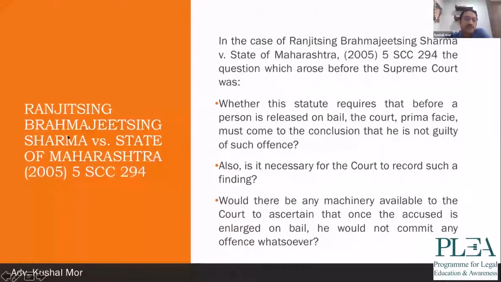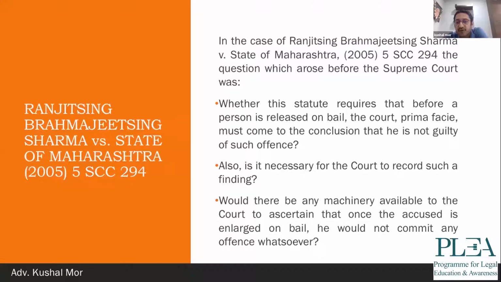The most important judgment here was Ranjit Singh Sharma, wherein these questions were posed by the Supreme Court. Ranjit Singh was in the case of the Maharashtra Control of Organized Crime, wherein he was accused of an offense under MCOCA. And these are the questions which were posed by the Supreme Court in deciding the judgment. Whether this statute requires that before a person is released on bail, the court prima facie must come to the conclusion that he is not guilty of an offense. Correct? Because it is very difficult without holding a trial to come to that conclusion.